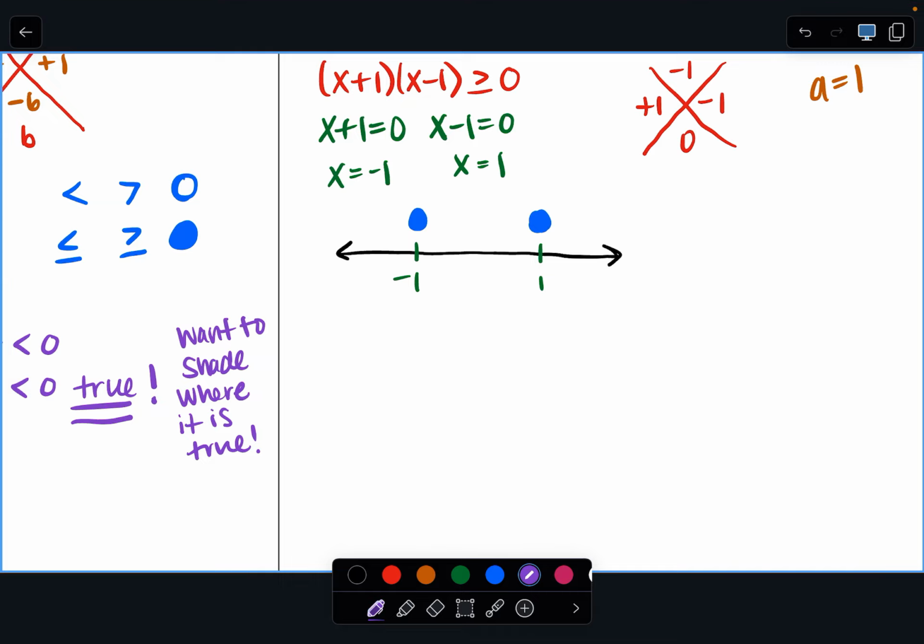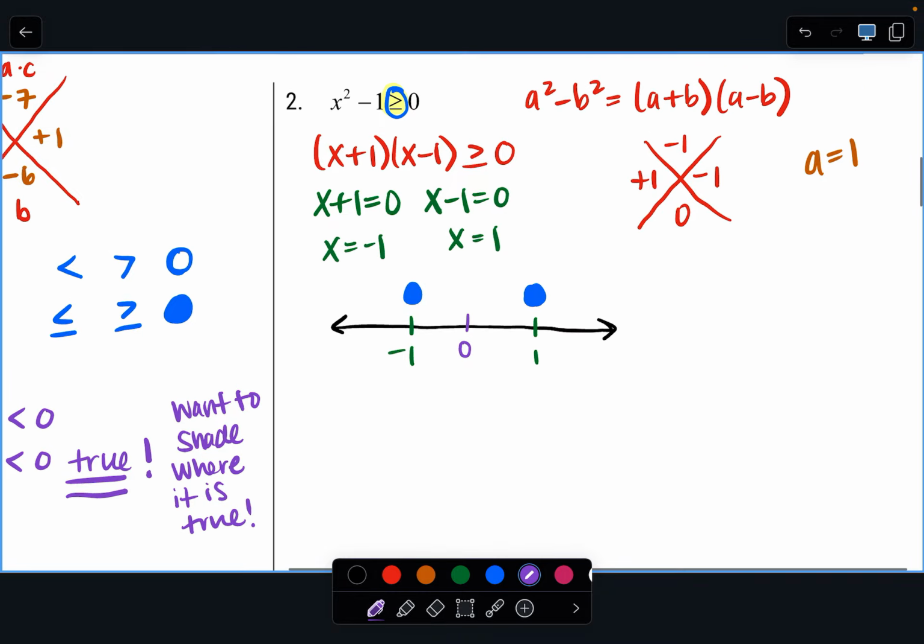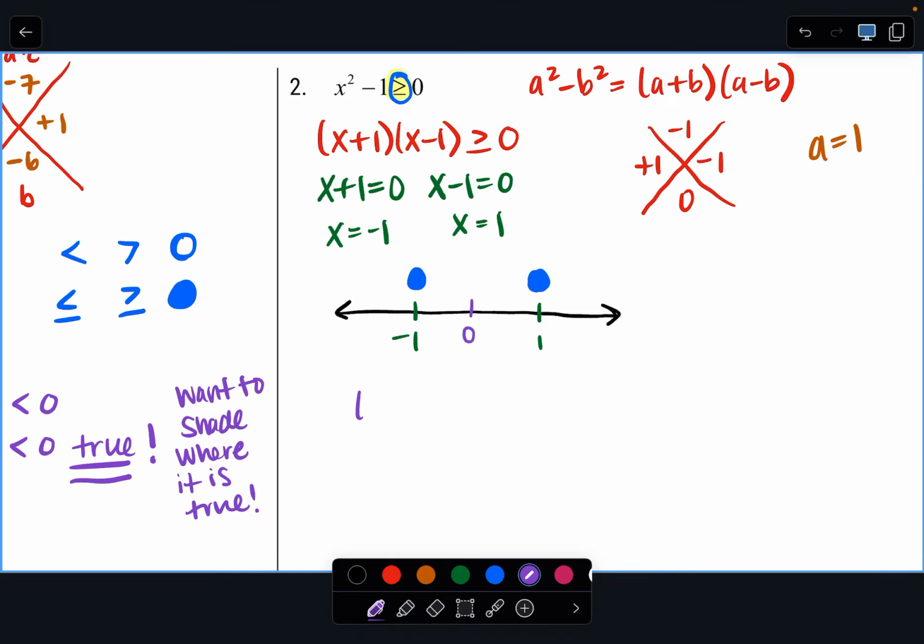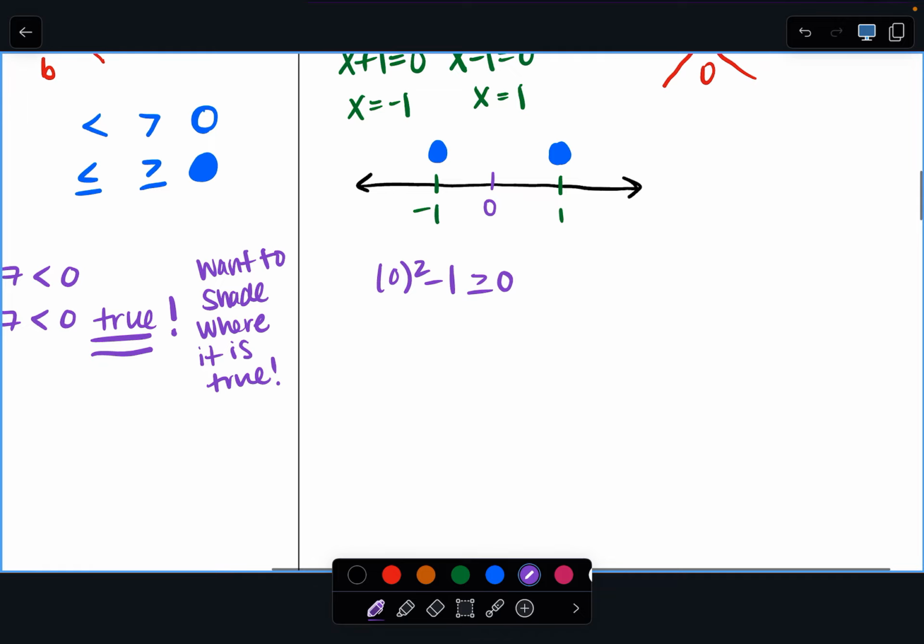Now, would 0 be on the left, the right, or the middle? The middle. So I'm just going to put 0 in the middle, and that is mostly so that we know where we're checking our test point. So I'm going to go to the original problem and plug in 0 squared minus 1 and see if it's greater than 0. Anything you multiply with 0 zeroes out, so this 0 squared, gone. So I end up with -1 greater than or equal to 0. Is that true or is that false?